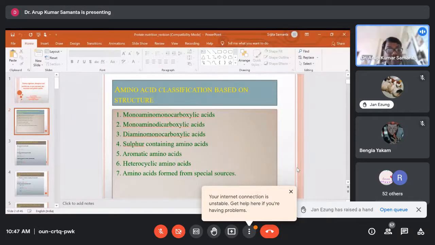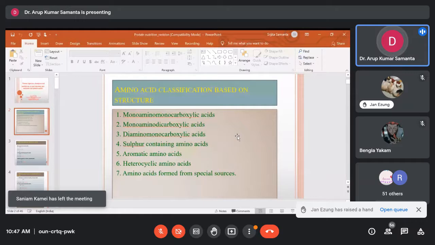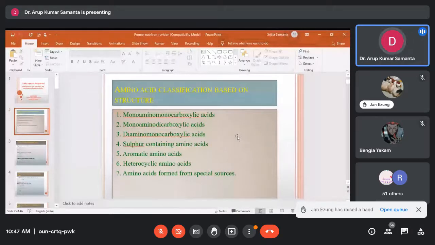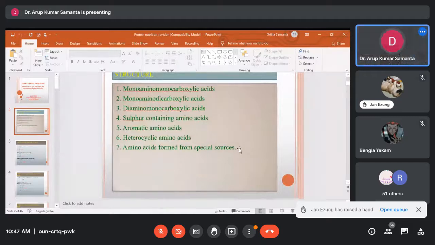So these are neutral amino acids. Another one is monoamino dicarboxylic acid. There are two COOH groups, so definitely it will be acidic in nature, so these are acidic amino acids. If there are two amino groups, it is considered diamino monocarboxylic acid, so definitely these are basic amino acids. There are some amino acids which contain sulfur, some which are aromatic in nature, some heterocyclic amino acids, and some formed from special sources. So hurriedly remember these things.